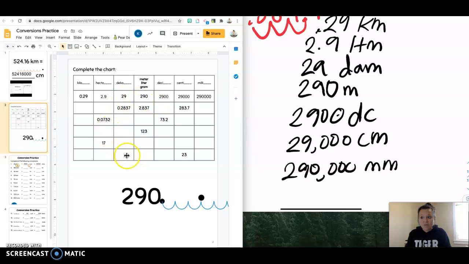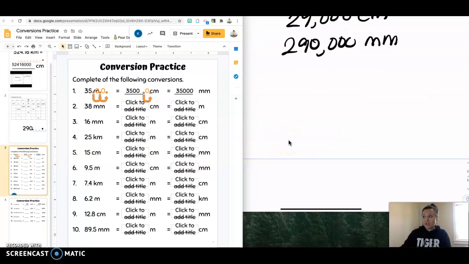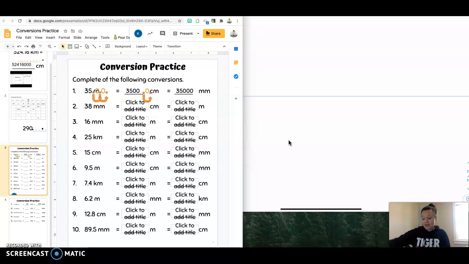Okay, you're going to do that whole first page. Then on the second page here, you're going to do some conversions. You are going to convert your units from the unit on the left to the unit on the right. So if it says 38 millimeters, then you're going to convert to centimeters and then convert that to meters. If you look at the example, the first one was 35 meters, and I wanted to know how many centimeters that was. And then I wanted to know how many millimeters that was. So I converted the units across the columns.